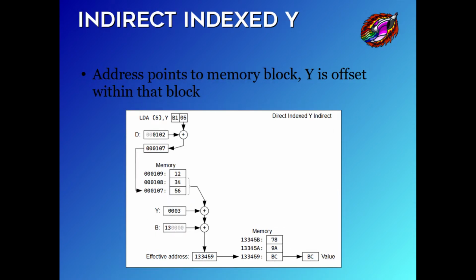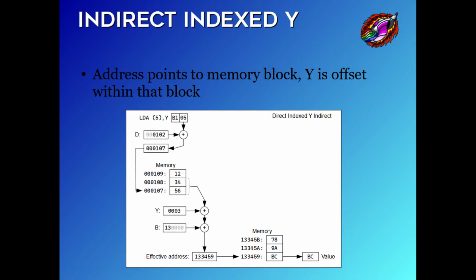Next is indirect indexed Y, and notice here that the order is different. We're doing the indirection first, followed by the indexing. In this case, your operand is providing the address location of a pointer. That pointer is pointing off into a memory block, and Y is the offset within that block of the data that we want. So let's say we do LDA (5),Y.